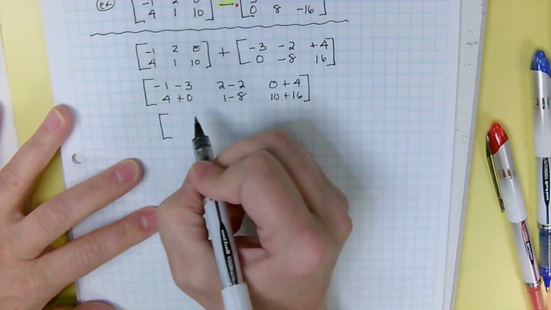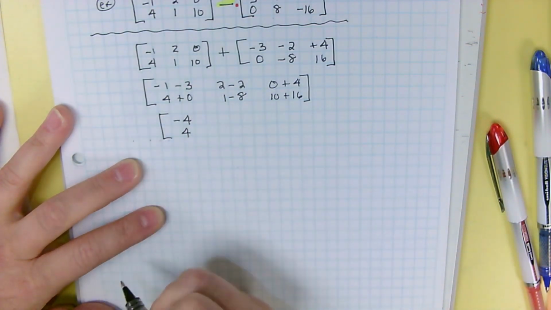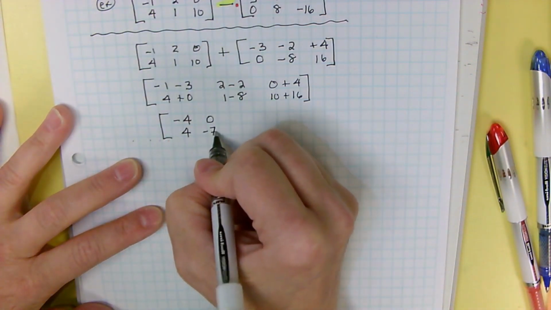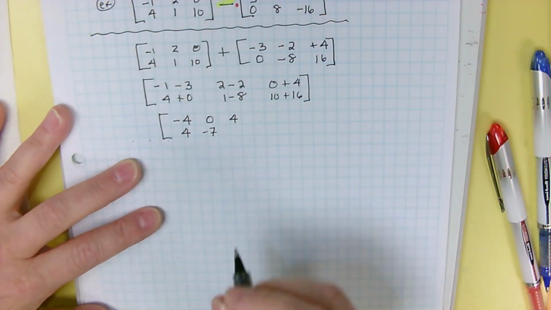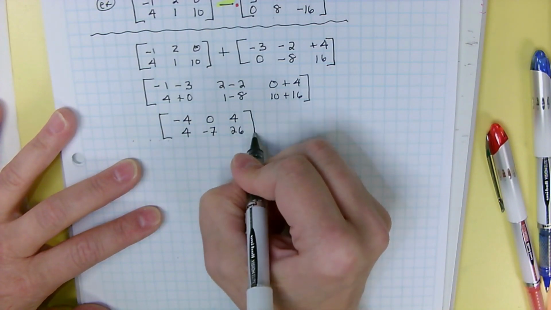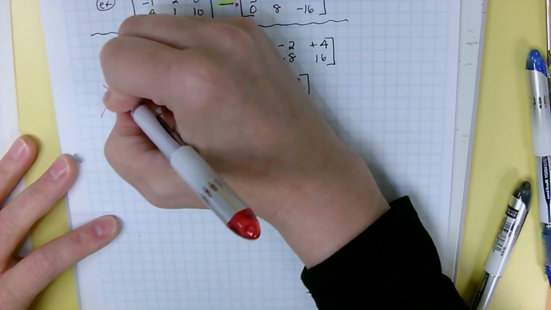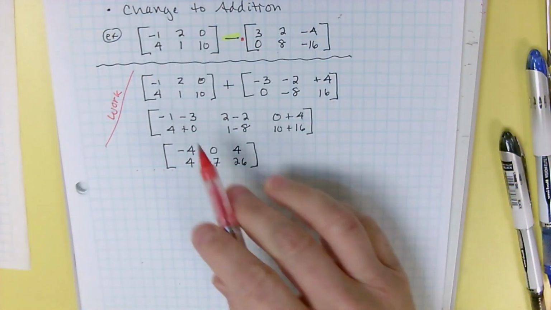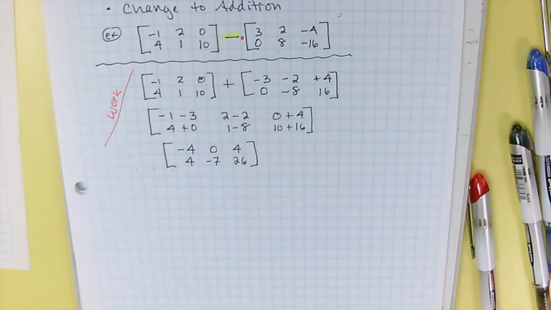Now we just do our answer. -1 minus 3 is -4. 4 plus 0 is 4. 2 minus 2 is 0. 1 minus 8 is -7. 0 plus 4 is 4. 10 plus 16 is 26. And you are done. So again, do not recopy the problem. That's the work you need to show, but don't recopy the whole problem. Just rewrite it as addition and change the negatives. All right, now questions about matrices.